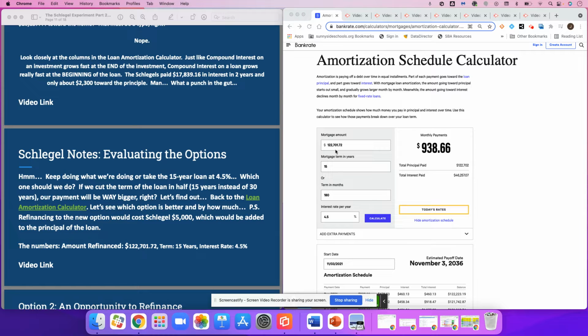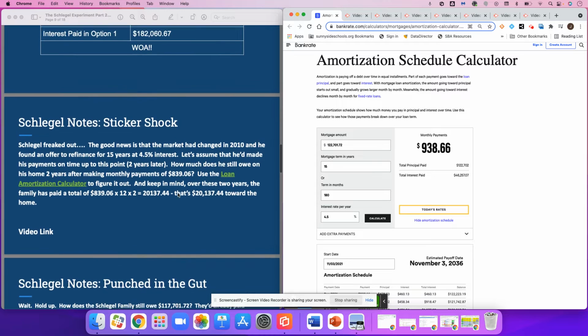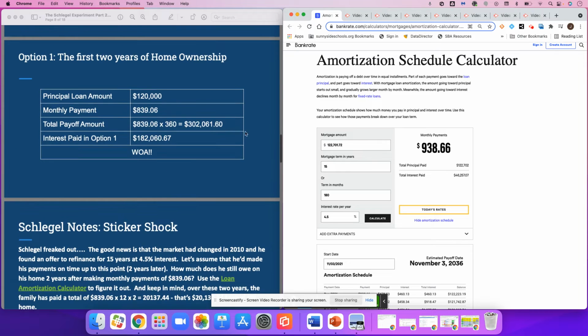It's ridiculous. It looks like I've got it on the other slide right there, $17,839 I've sort of wasted in paying an interest up until this point. And I put in our 4.5% and hit calculate. So as you can see, my new payment is only about $100 more expensive than my old payment. My old payment was $839. My new payment would be $938.